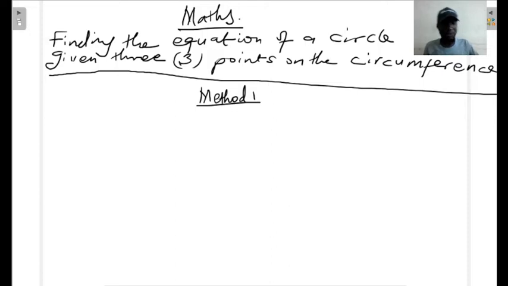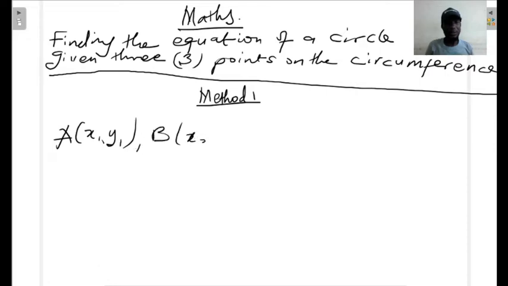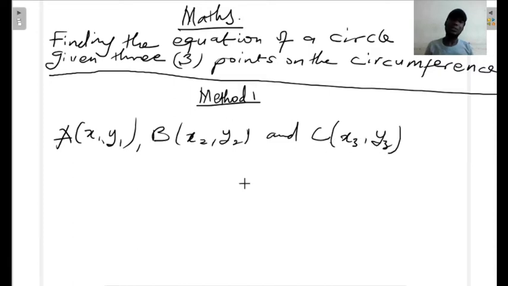Method 1 says that if you have a circle with 3 points with coordinates A (x1, y1), B (x2, y2), and C (x3, y3), then what you will do is substitute the coordinates of each of the 3 points into the general equation of a circle.